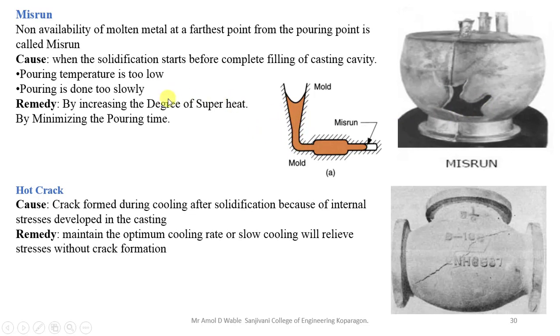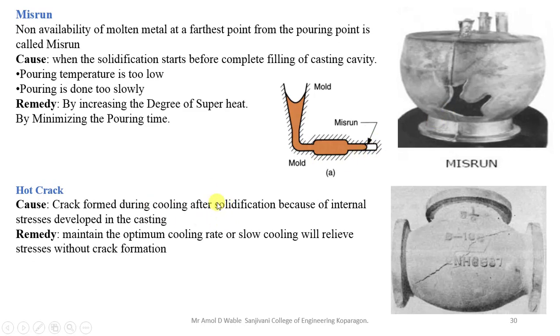So what are the reasons? Pouring temperature is low. If the pouring temperature is low, this defect will occur, and also if pouring is done too slowly. For this reason we are interested in finding the value of the pouring temperature or pouring time. So to reduce this defect, you have to increase the degree of superheat by minimizing the pouring time.